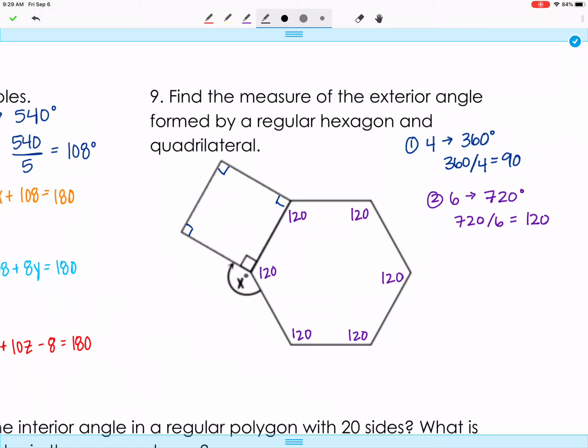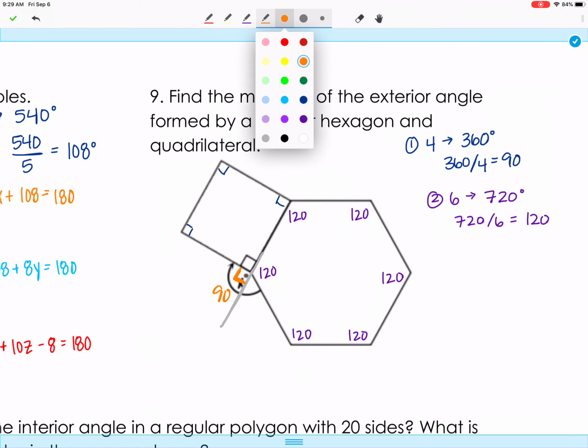All right, so now when we go to talk about finding angle x on the exterior that's been joined between the two, imagine if we were to extend this side. Okay, we're going to break that exterior angle into two pieces. All right, at the top half, this exterior angle should be 90 degrees because if we're exterior from a square, if this angle is 90, this angle is also 90.